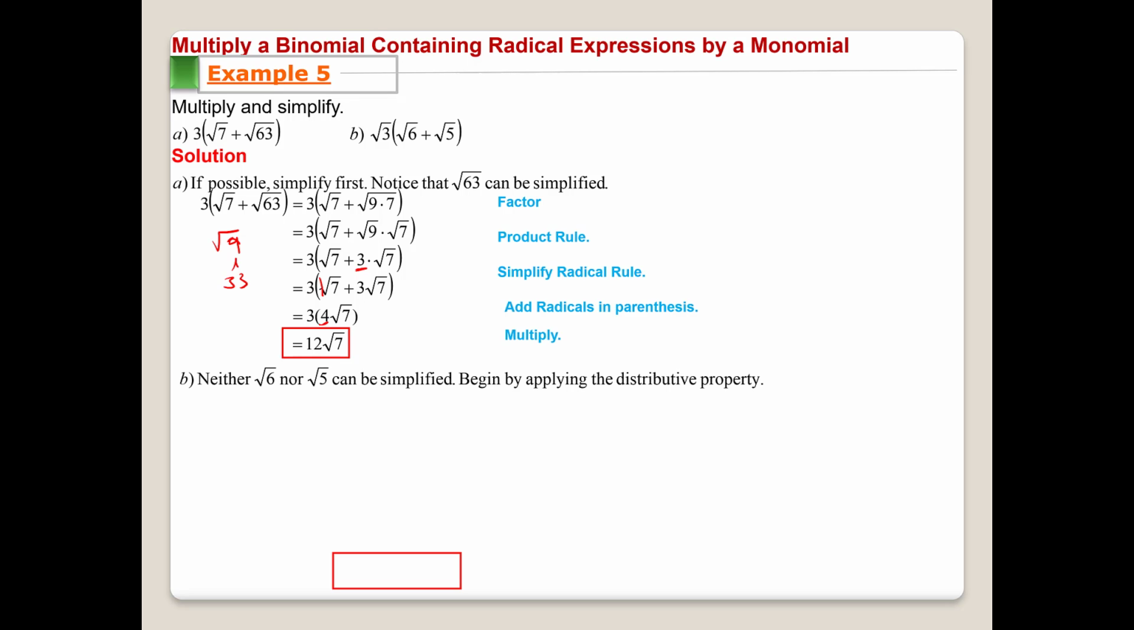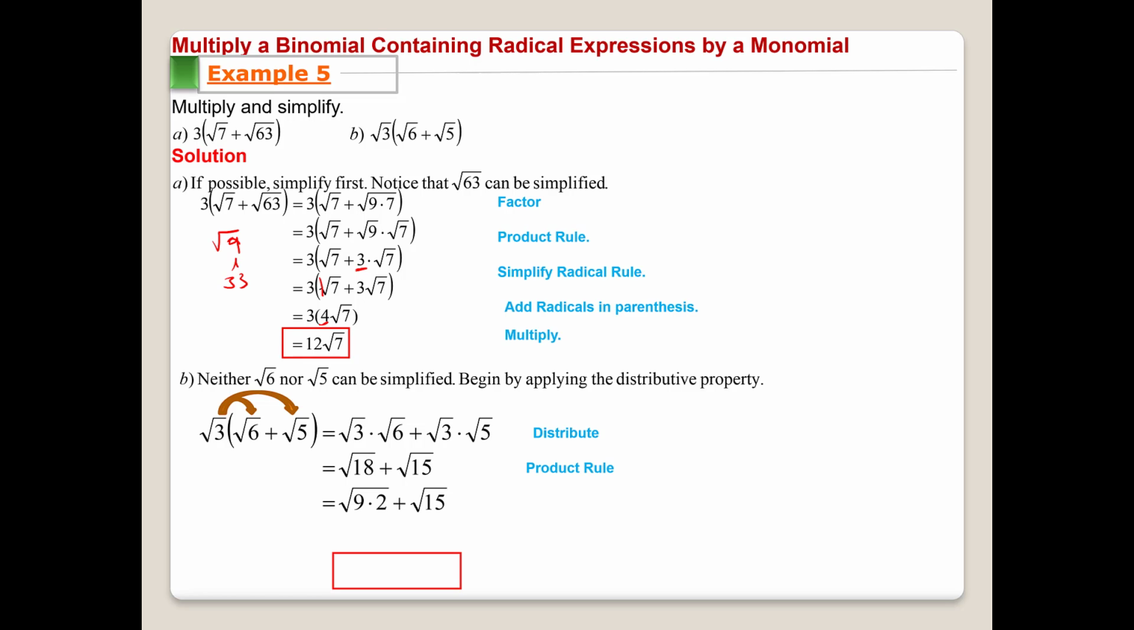For B, on this, the square root of 6 nor square root of 5 can be simplified. So let's just do the distributive property and multiply the square root of 3 inside. So if we do that, again, we're going to distribute this inside the parentheses. So you get square root of 3 times square root of 6 plus square root of 3 times square root of 5. So we can simply say square root of 18 plus the square root of 15.